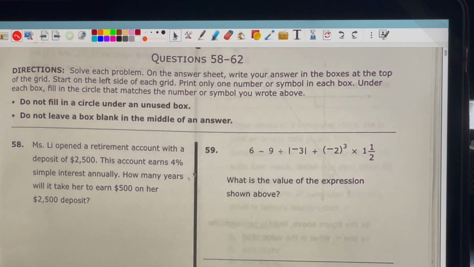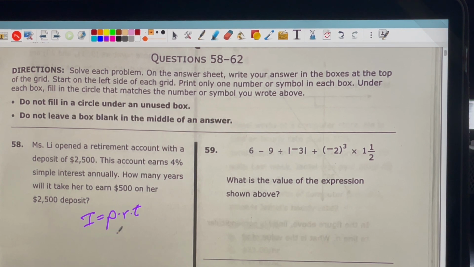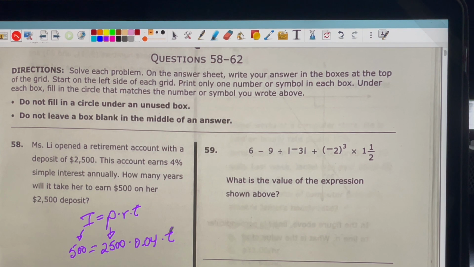All right, so 58, we're going to do the gridding question. This is just some simple interest. The principal is 2,500. The interest rate is 0.04. Careful there. And the time we don't know, and we know that she made 500 in interest. So interest is how much she earned. She put $2,500 in the bank account at an interest rate of 4%, and she left it for a period of time, right? So how long did she leave that money in order to make $500?